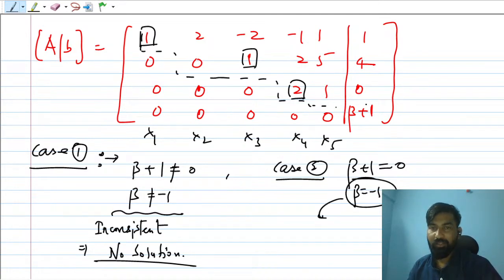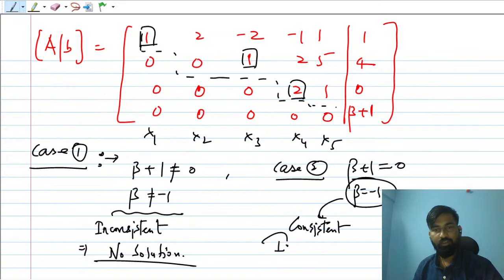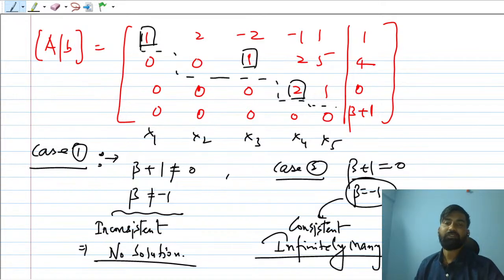So this will become 0. So one row is completely 0. So you can say consistent, and you will get infinitely many solutions.